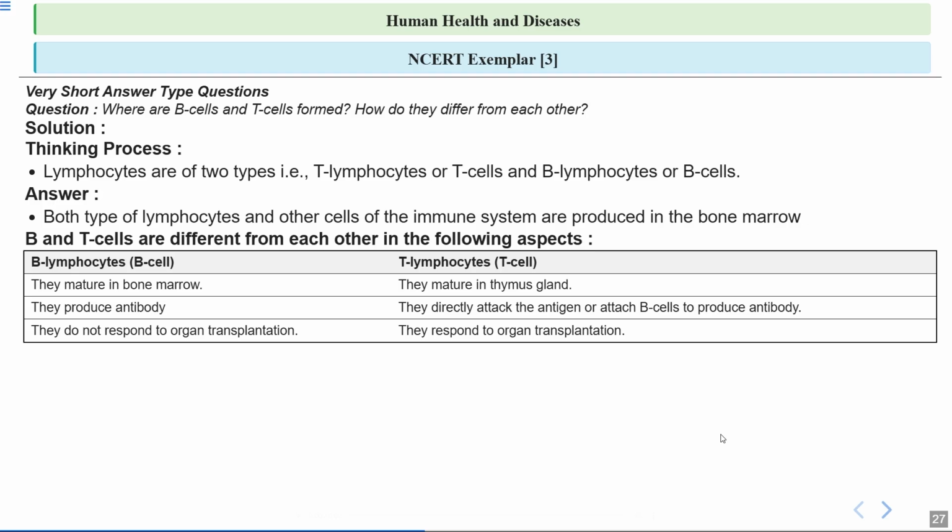So they promote the antibody production by B cells. Clear? And they directly attack the antigens. Or you can say they trigger B cells to produce antibodies also. And they do respond to organ transplantation. So basically the organ rejection is because of the T cells. The cell-mediated immunity is responsible for the organ rejection. The cell-mediated immunity involves these T cells.